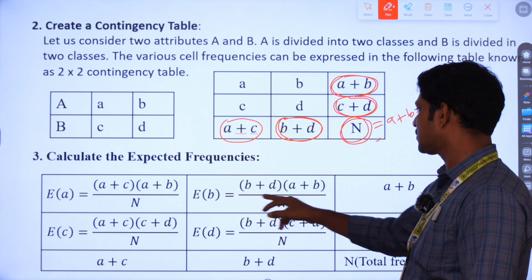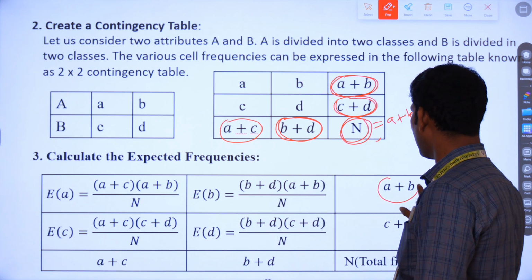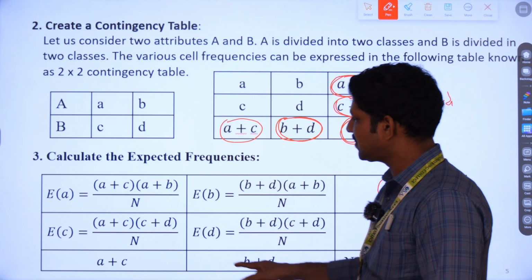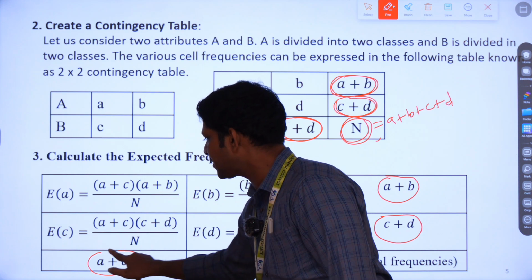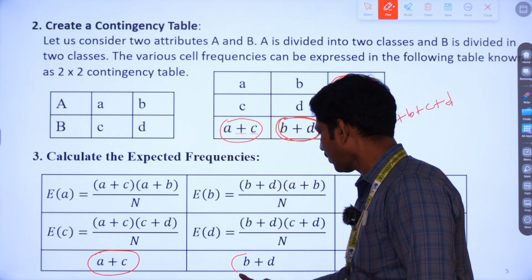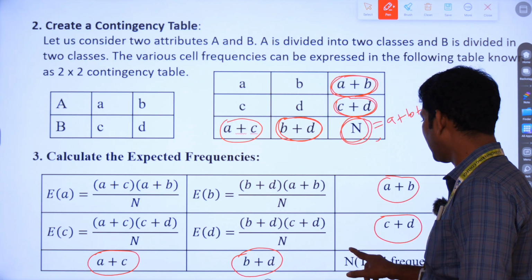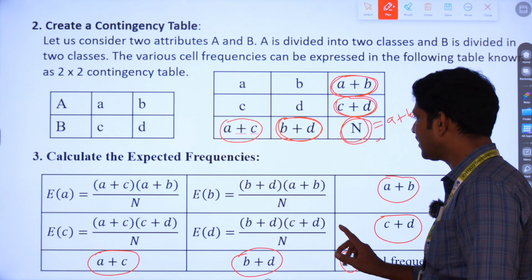Again, when you add row-wise, we get the first row A plus B value and the second row C plus D value, as well as the column-wise A plus C value and the second column B plus D. Again, if you sum these, finally we need to tally it with the total frequency capital N.